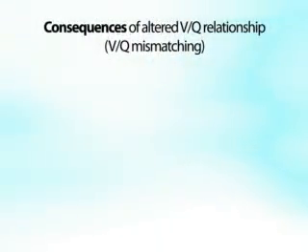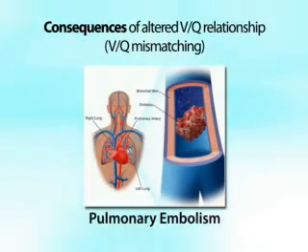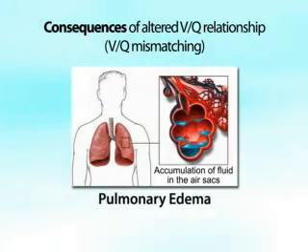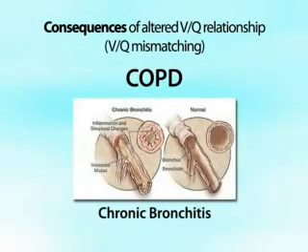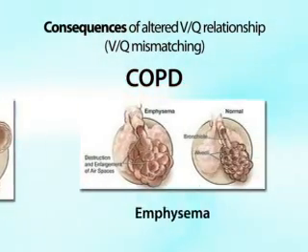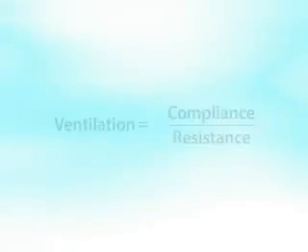In pathological conditions, the normal VQ relationship is altered. Examples include pulmonary embolism, pulmonary edema, pulmonary fibrosis, and COPD that encompasses chronic bronchitis and emphysema. Now, let us discuss the consequences of this altered VQ relationship.